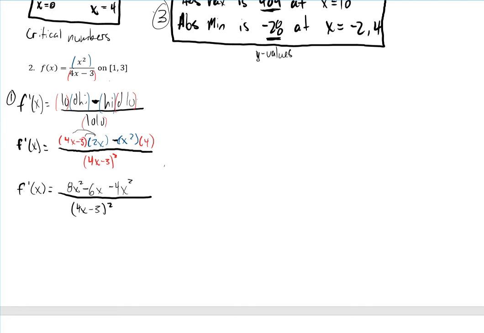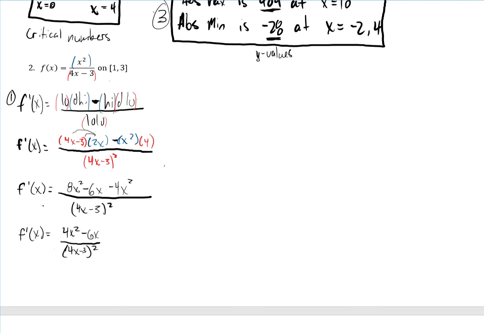Now I need to continue simplifying this. So we've got f prime of x. Looking at our numerator, 8x squared minus 4x squared would become 4x squared, and then minus 6x, all over 4x minus 3 squared. So I simplified it, and it looks like that now.